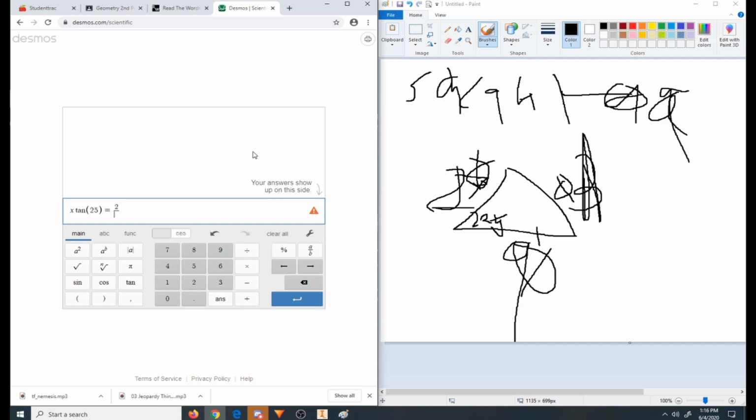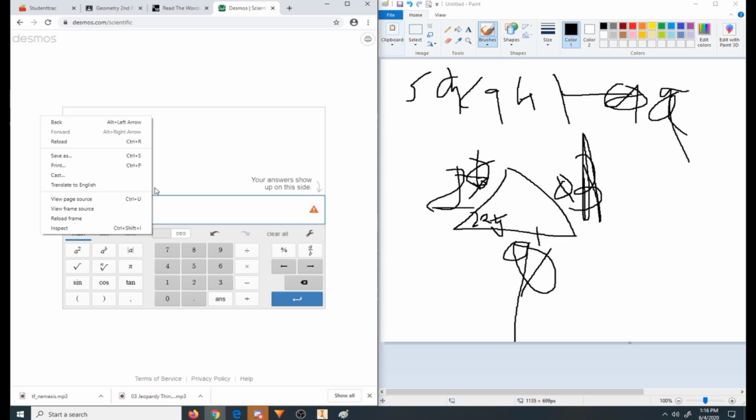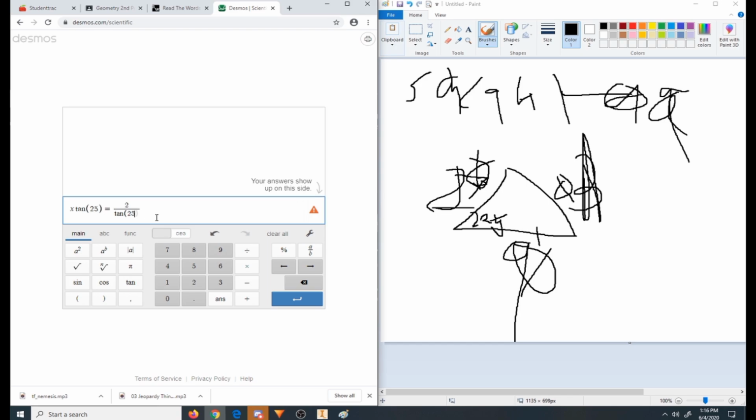Then we have to have the tan of 25 actually here. We divide out the tan of 25 from x, and that would give us 2 over the tan of 25 is equal to x. And whatever that is, 4.28, would be the thing.